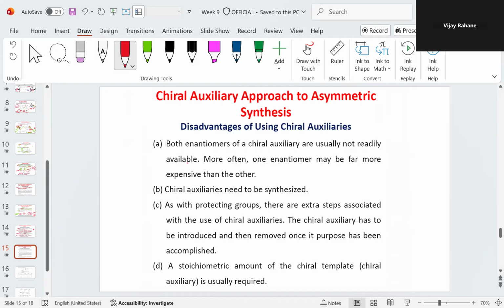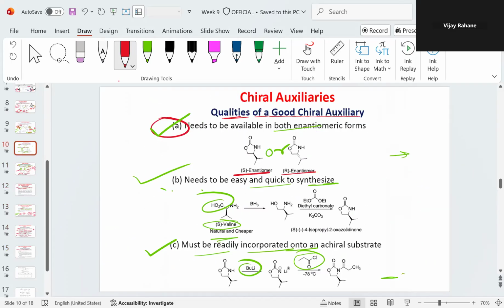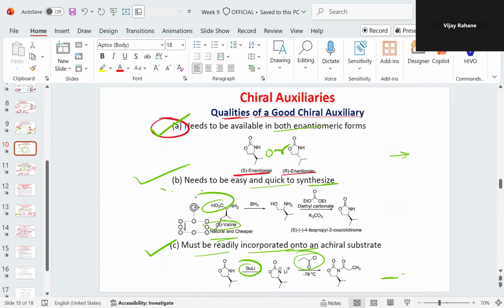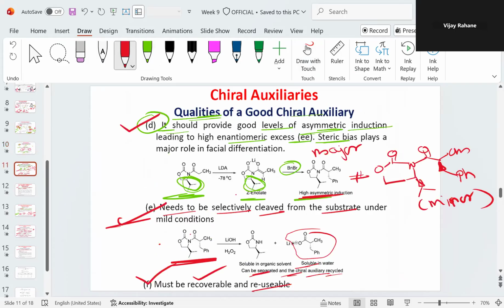Another disadvantage is that sometimes having both enantiomers of the chiral auxiliary is not readily available or is expensive. Further, the chiral auxiliary may need to be synthesized. In most cases, as I have shown here, the synthesis I have shown for the chiral auxiliary. So you can see, sometimes we really need to synthesize these chiral auxiliary parts. This is how the auxiliary is synthesized here. This is the chiral auxiliary part, and this can be synthesized. Although the synthesis is easy, we still need to do it.